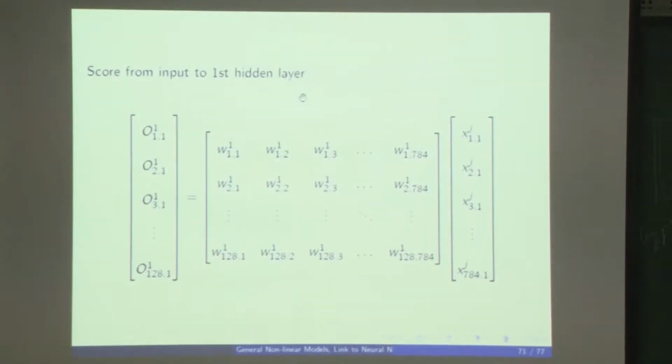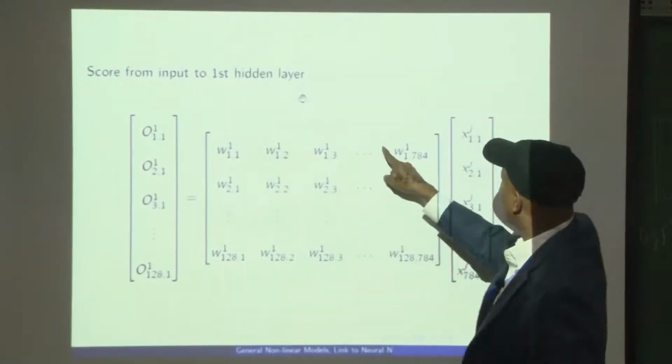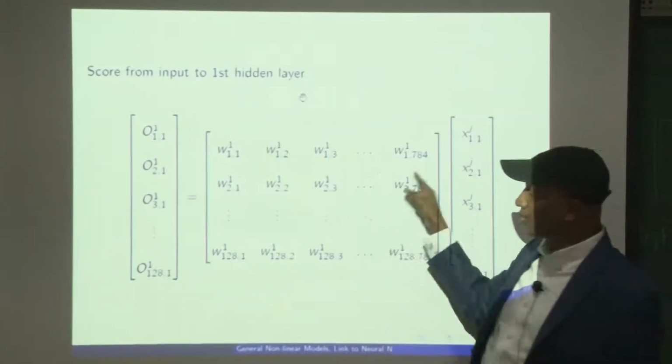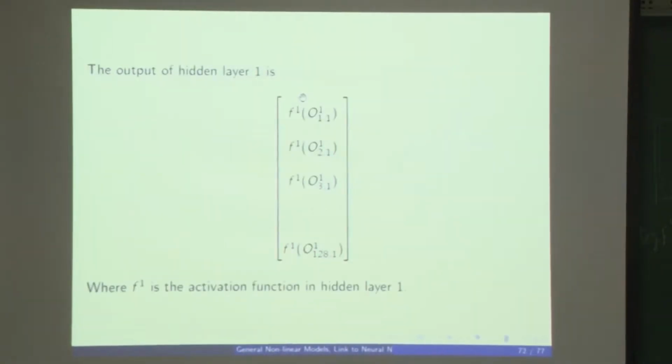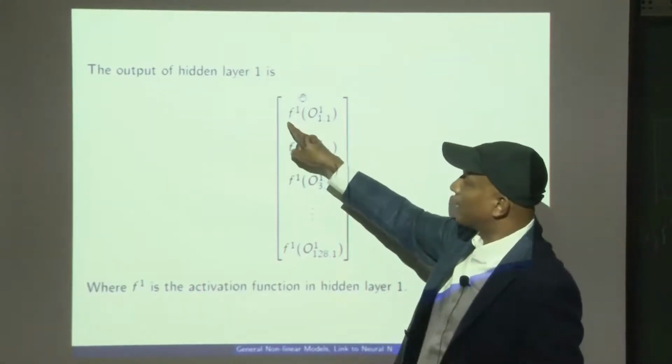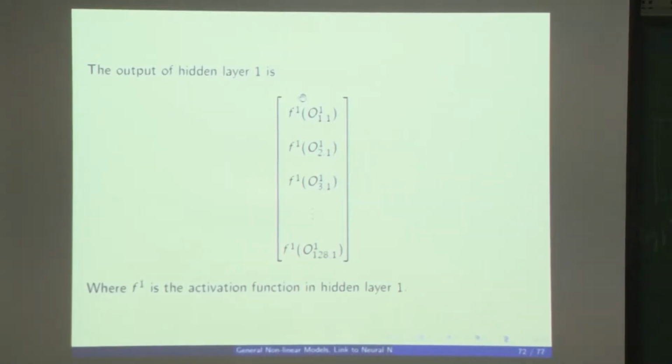Then you are calculating the score at the level 1. At level 1, the score is the weight matrix times the feature vector. Weight matrix, feature vector, 128 scores you are calculating. So all this matrix calculation would go on. Then from there, using some activation function, you calculate the scores, right? Because we use some activation function.